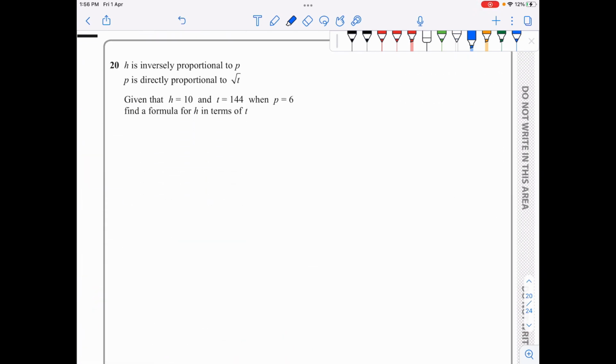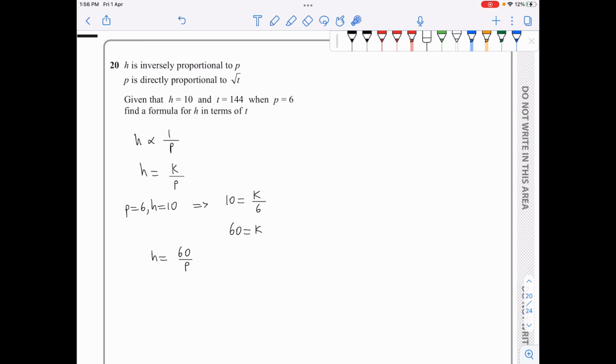In 20, h is inversely proportional to p, so h proportional to 1 over p, which means that h is k over p. We are told that when p is 6, h is 10. So p is 6, h is 10, means that 10 is k over 6, which makes k 60. So h is 60 over p.